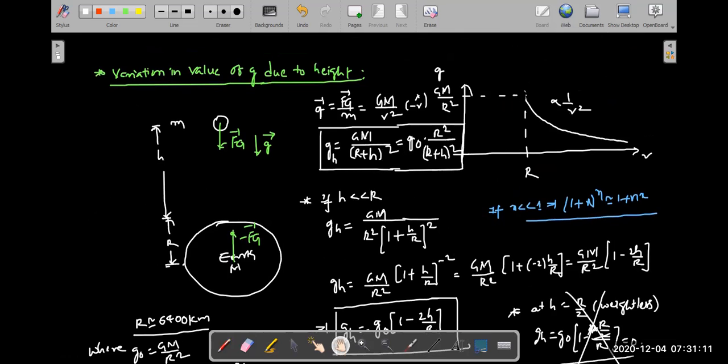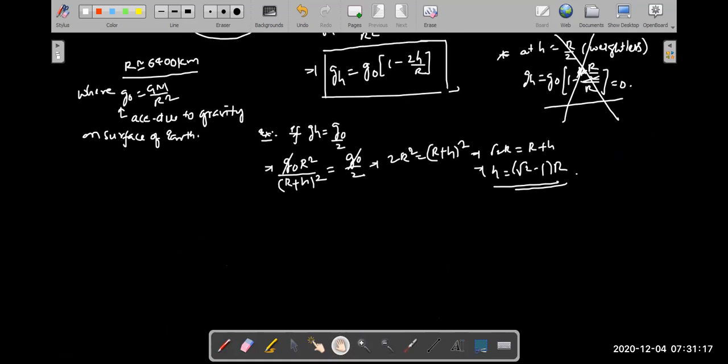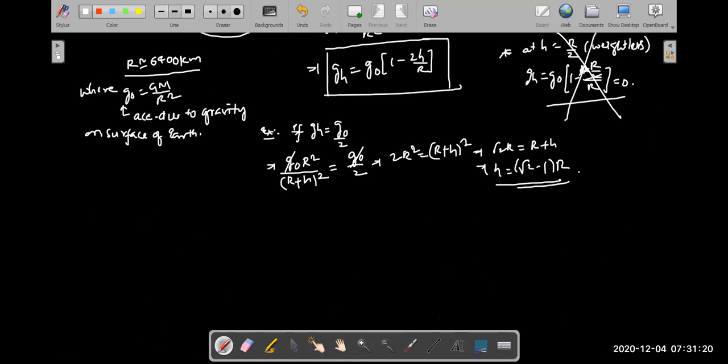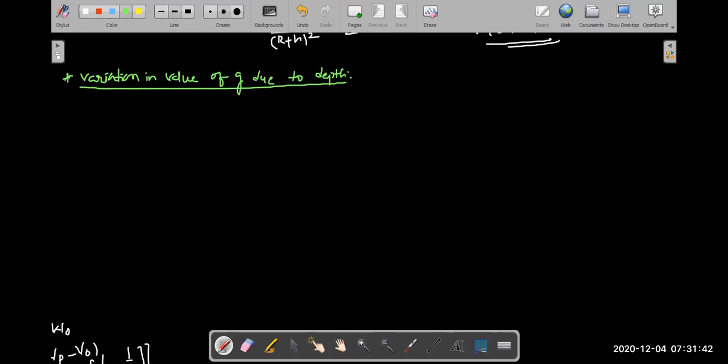Now, because we do not know what is happening inside, let's try to find the variation in value of g. Sir, can you slightly go up? Not able to hear you clearly, Karthik.